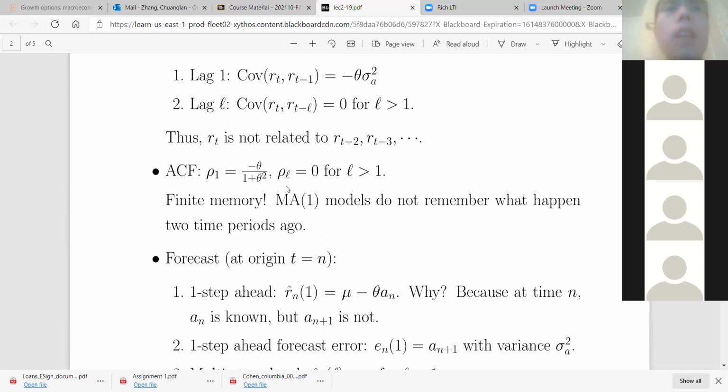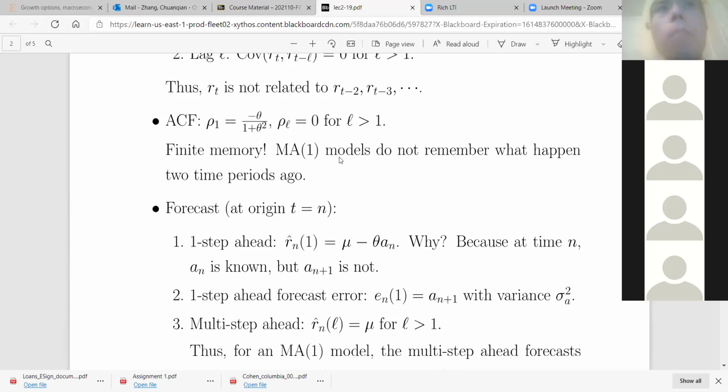What's the property of autocorrelation? What's the meaning for the real data? The real data means that under the MA1 model, it doesn't remember what happens 2 time periods ago. It's a short memory data. It's not long run memory, short memory. Okay.